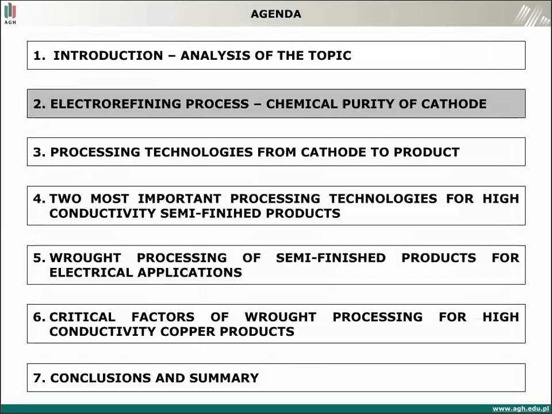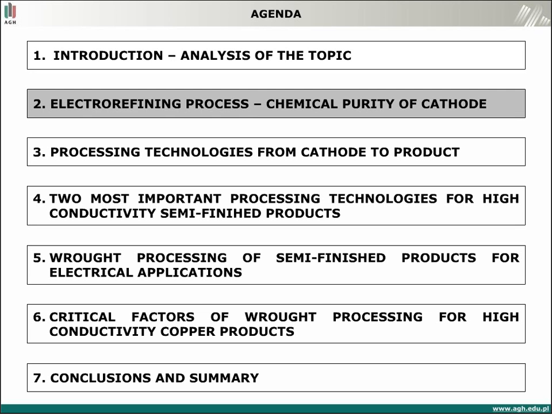With that said, I would like to move on to the following sections of the presentation, which concern the main part of my presentation's title, namely processing. Under the term processing, many people understand different things, different technological operations, but in this case, there is one thing that all the processes have in common. They are all designed in order to preserve copper's high electrical conductivity and relatively attractive price after particular processing operations. And from that point of view, the first crucial operation in processing of copper for high conductivity applications is the process of electrorefining, which results in the chemical purity of copper.